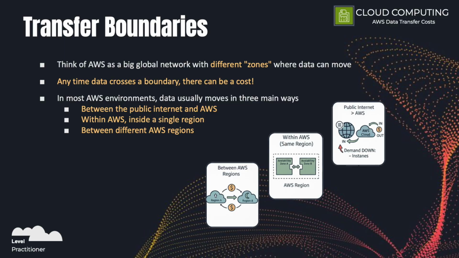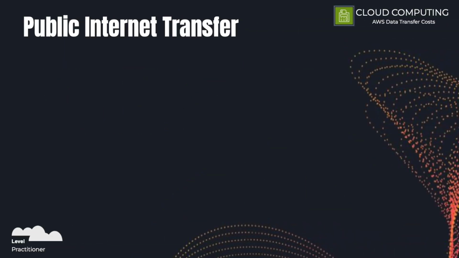Let's start with the most common one, which is data transfer between the public internet and AWS. When we talk about traffic, we have inbound and outbound traffic. The first one is inbound traffic, which is the internet traffic to AWS. Any data you send into AWS from the public internet, or if we frame it the other way, the traffic that you receive on your AWS resources from the internet, is free of charge.